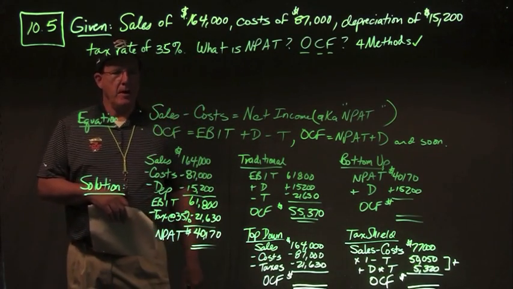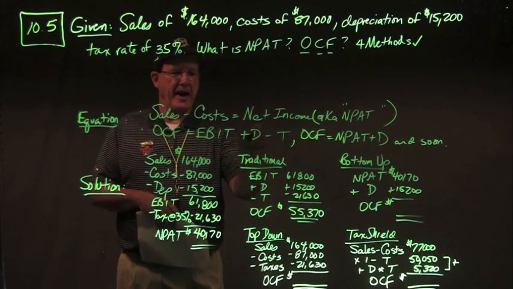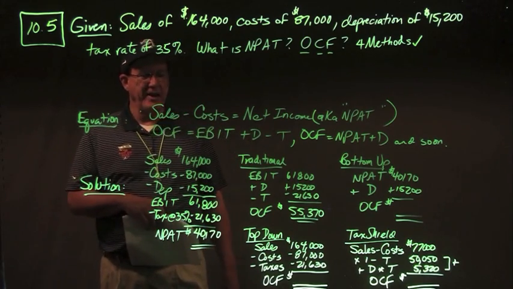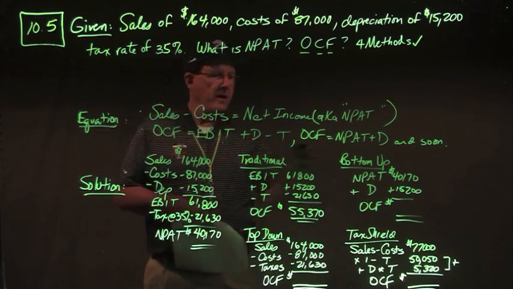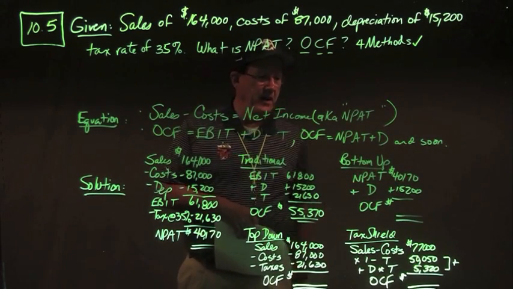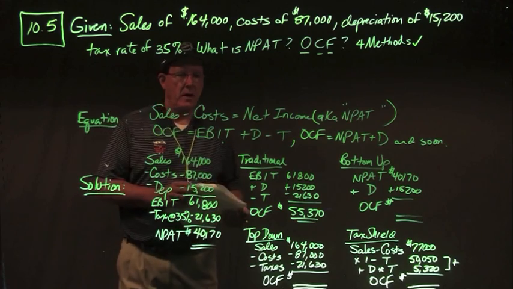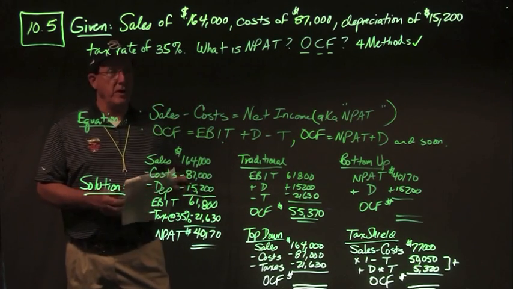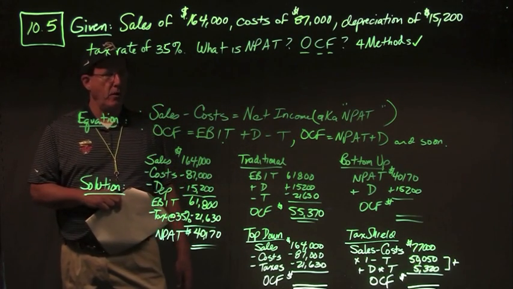Same thing. OCF, 4 methods equals EBIT plus D minus T. That's traditional, it's always safe. Bottom-up method, NPAT plus D, and so on. There are 4 methods mentioned in the book. We'll go through all 4 of them. We should come up with the same OCF, hopefully, if we do our work right.